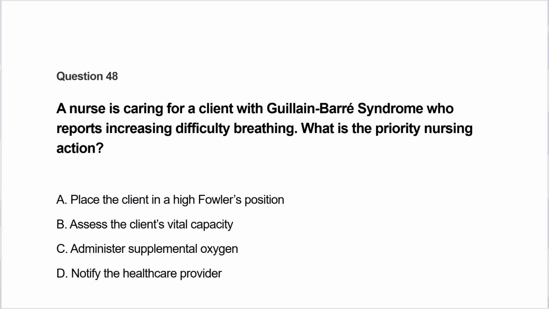48. A nurse is caring for a client with Guillain-Barré syndrome who reports increasing difficulty breathing. What is the priority nursing action? A. Place the client in a high Fowler's position. B. Assess the client's vital capacity. C. Administer supplemental oxygen. D. Notify the healthcare provider.